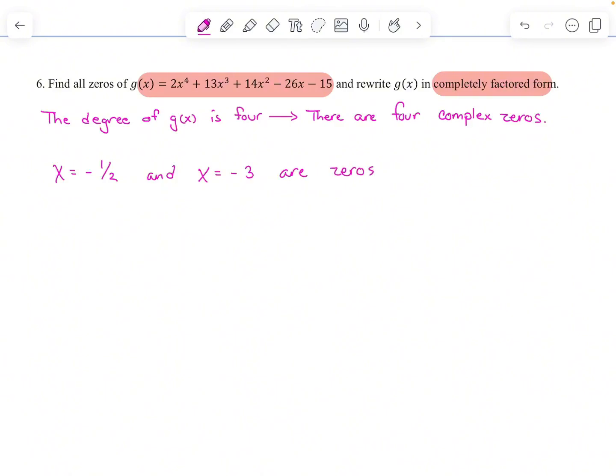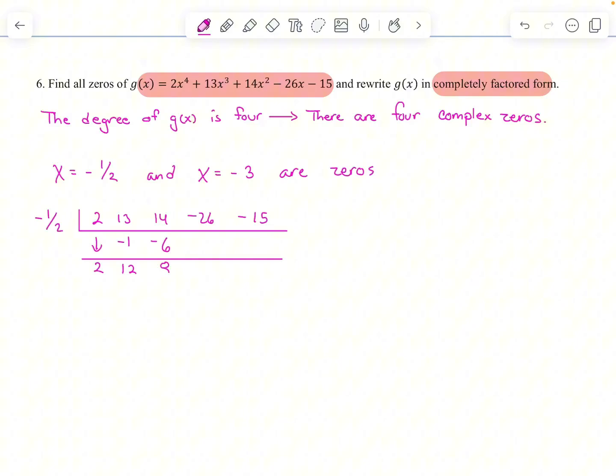To find the other 2, I'm going to synthetic divide. And I'll start by synthetic dividing by -1/2. Bring down the 2. 2 times -1/2 is -1. 13 minus 1 is 12. And I'm going to finish the synthetic division. And as expected, the remainder is 0 because -1/2 is a 0 of g of x.